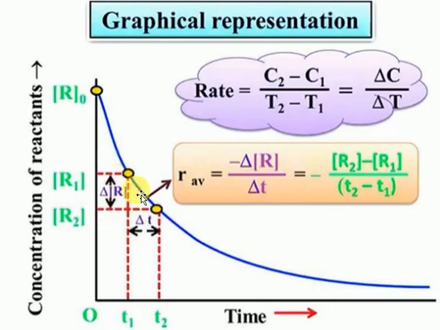Because I measure the concentration at time T1, the concentration is R1. At time T2, the concentration is R2. I want to find the average speed, that is, how fast the reactant is consumed.